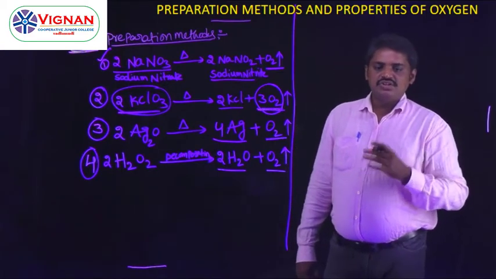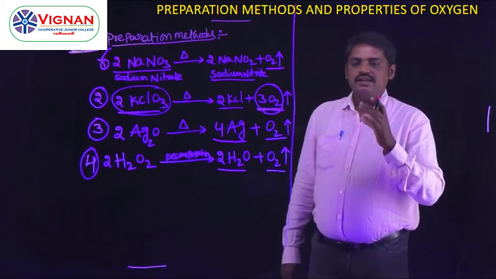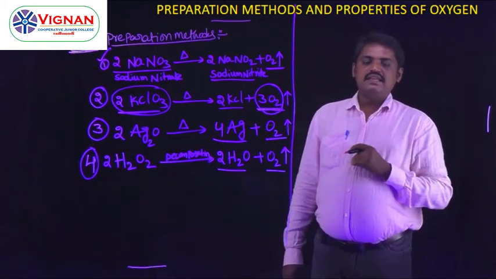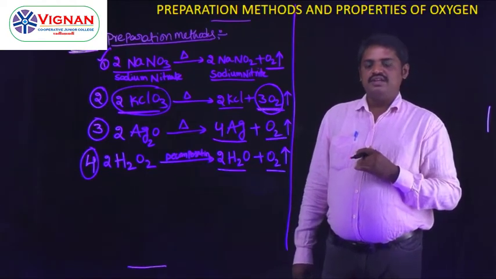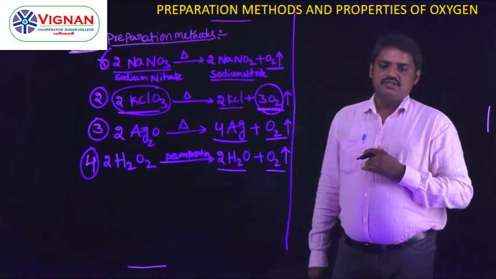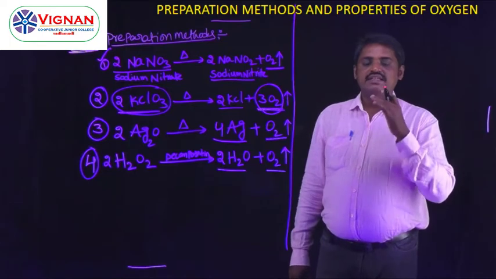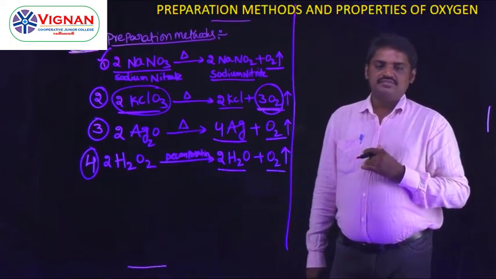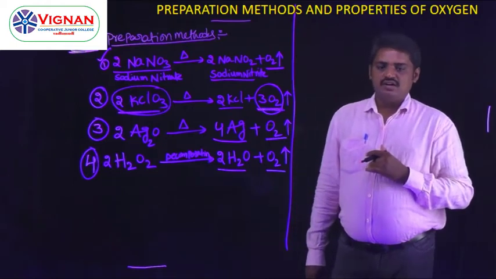So generally, dioxygen dissolves in water. For example, 3.1 cubic centimeters of oxygen dissolve in 100 ml of water. This oxygen is known as dissolved oxygen.